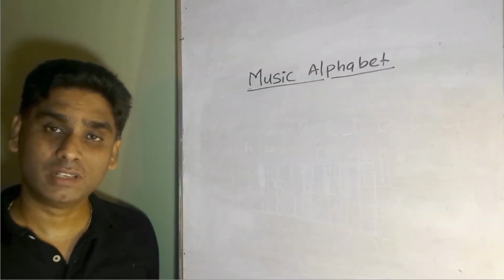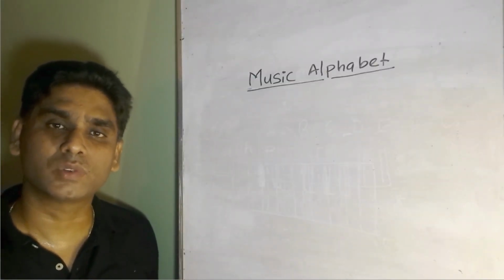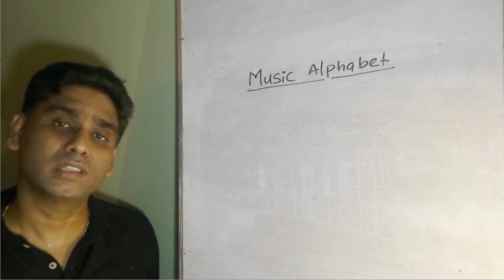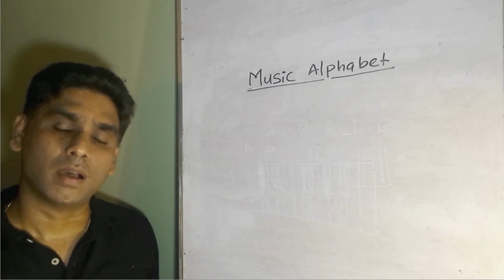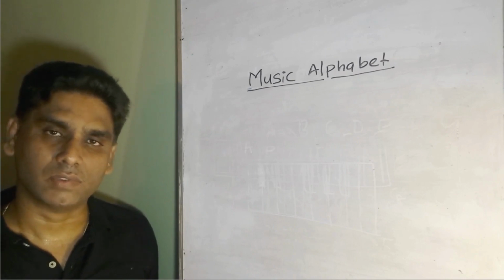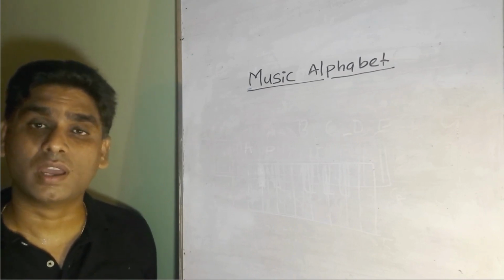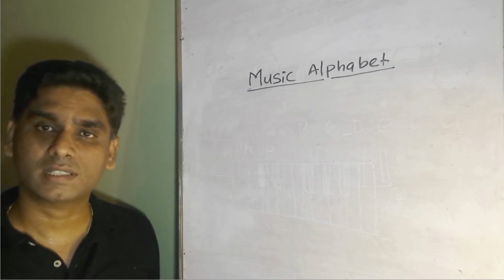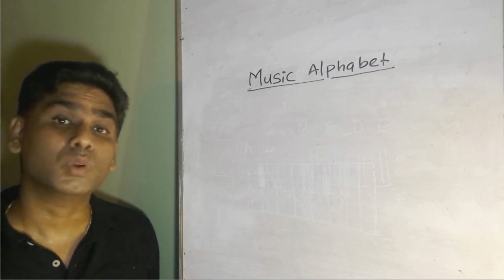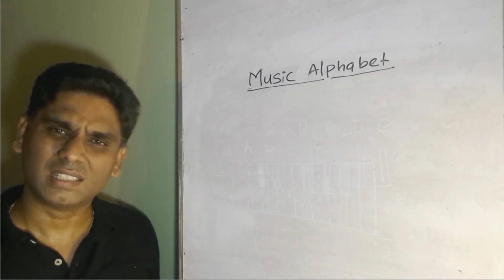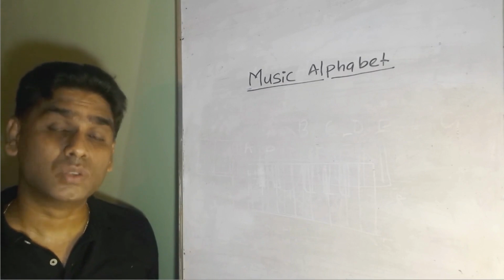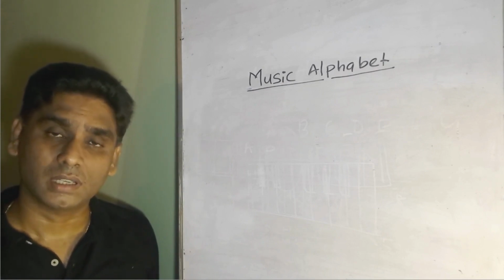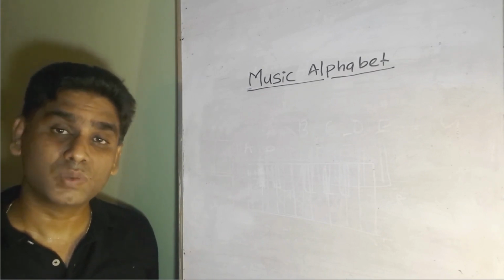Hi, first of all let me teach you what the music alphabet is. Why do we need the music alphabet? Music is a universal language. So a language should have an alphabet to make words and sentences, and then communicate with others. Since music is a language, it should have an alphabet to communicate with others musically.